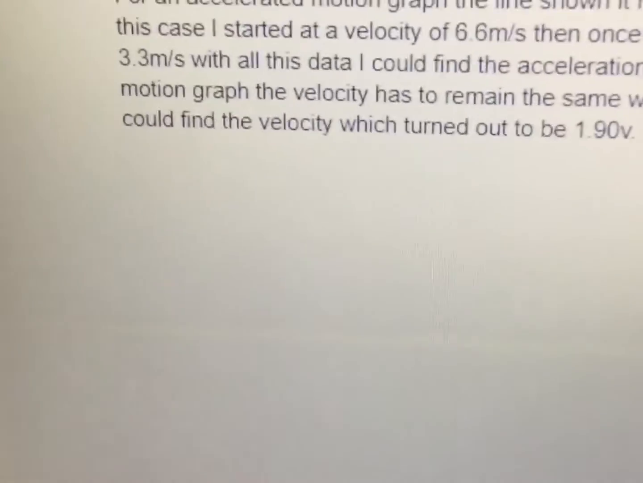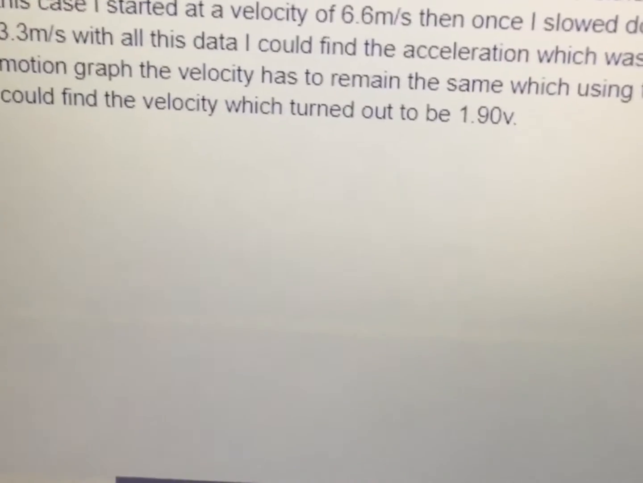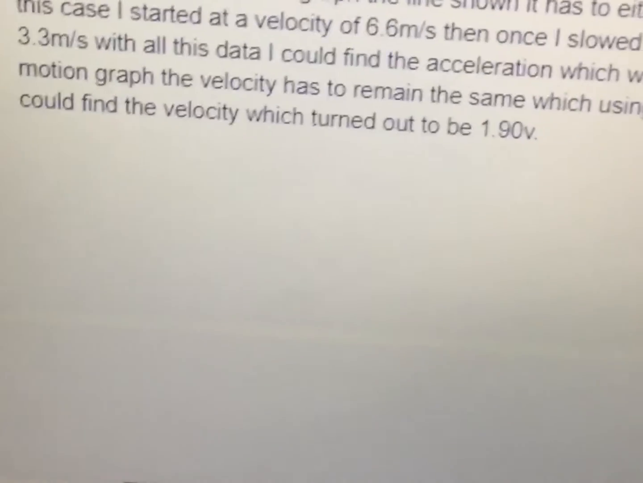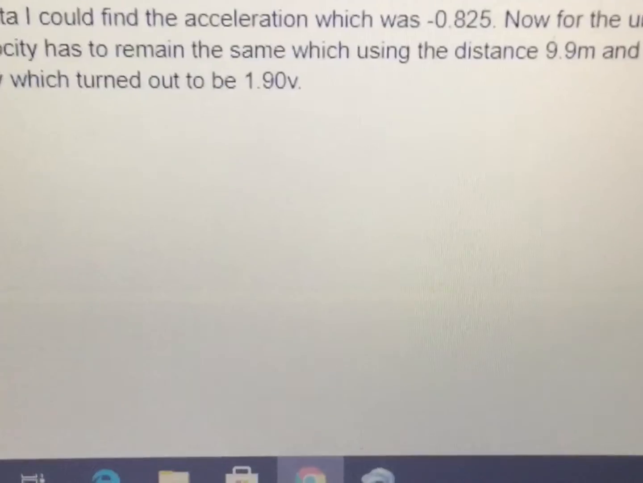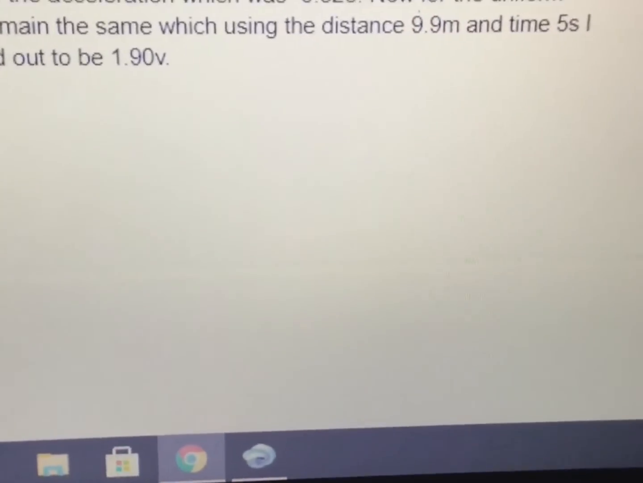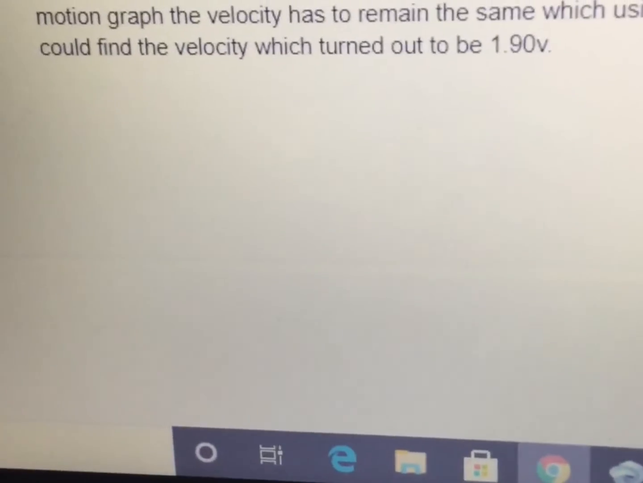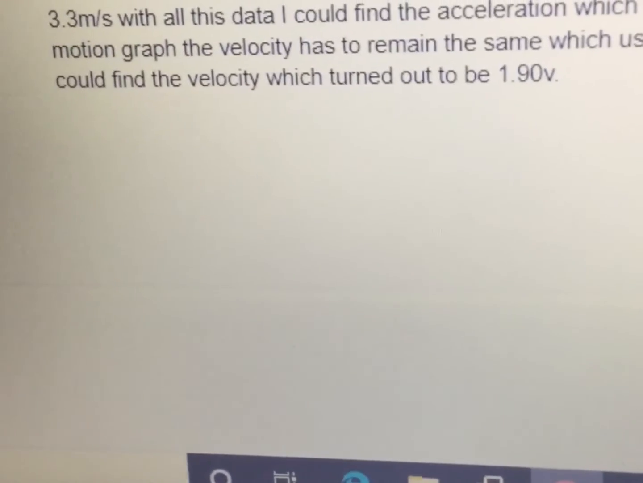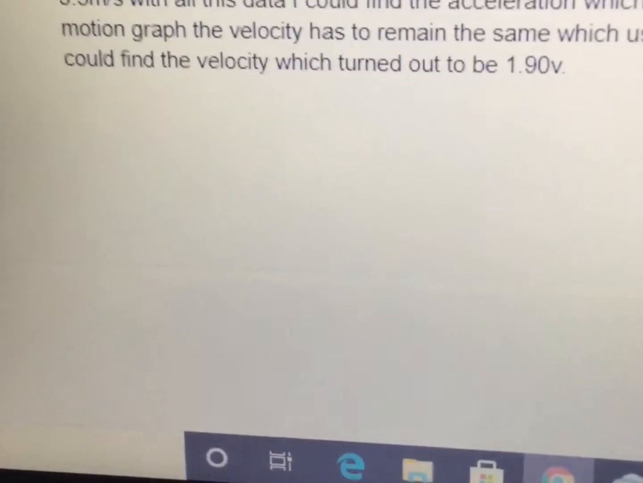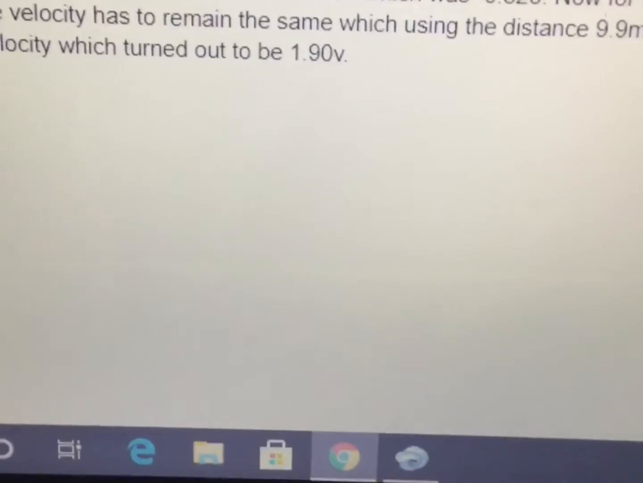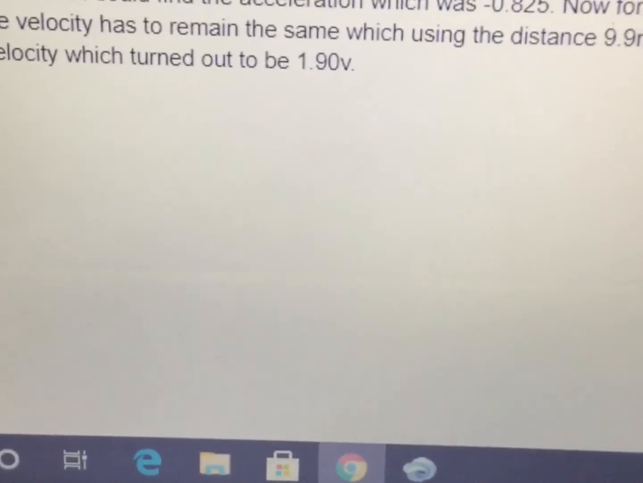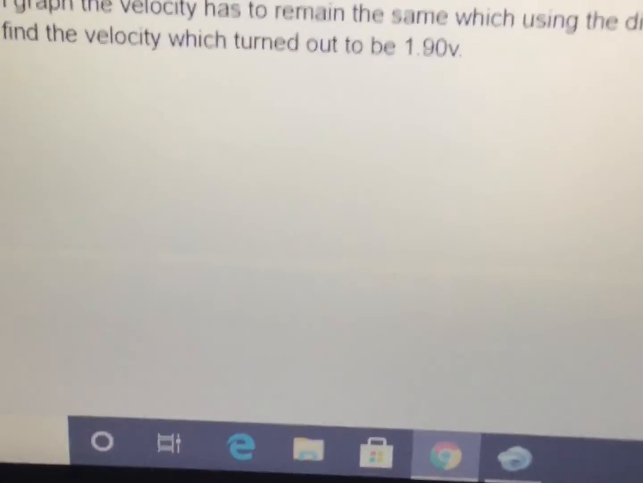Now for the uniform motion graph, the velocity has to remain the same, which is a distance of 9.9 meters and a time of 5 seconds. I found a velocity which turned out to be 1.9 meters per second, or v.